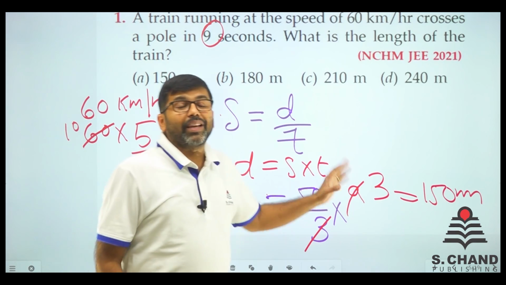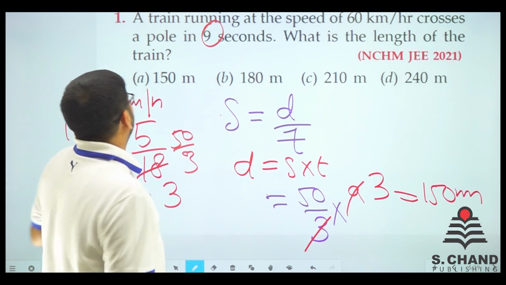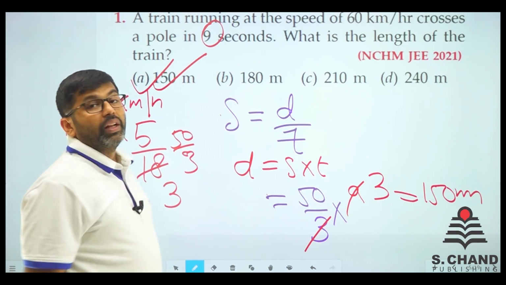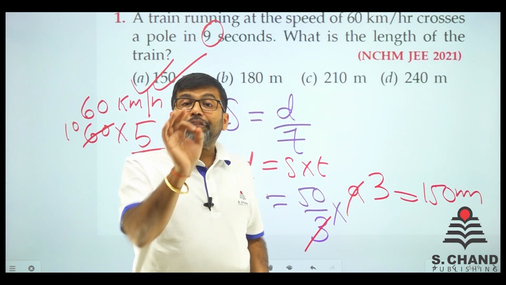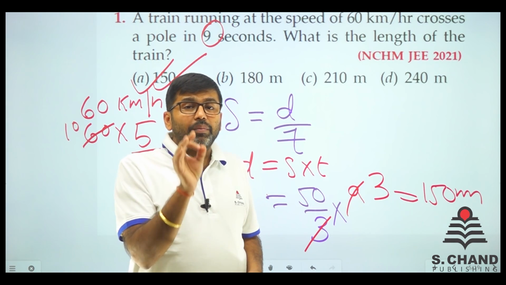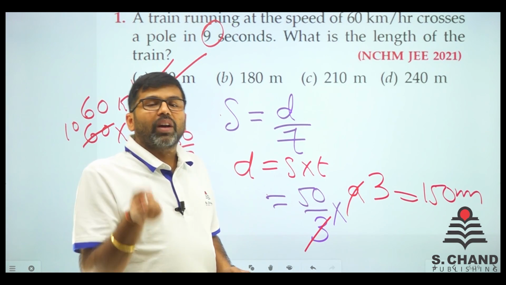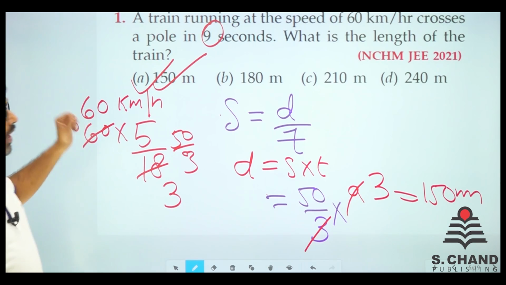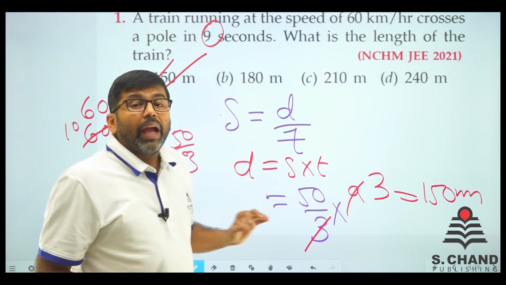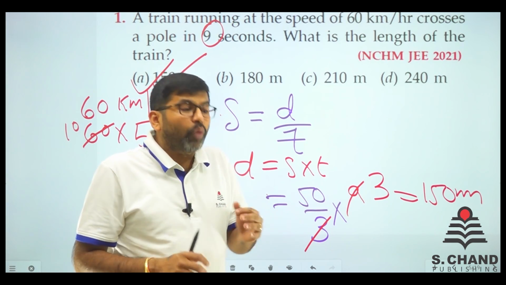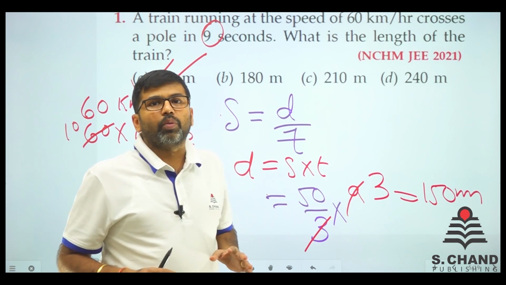This distance is equal to the length of the train. So the length of the train is 150 meter. Here's the answer. In this way you need to do. First thing, remember, if the speed is in kilometer per hour, you just need to convert it first into meter per second and then apply the formula, and read the question carefully, what exactly is asked. That is the most important part.